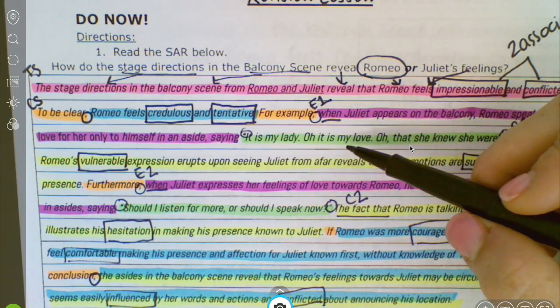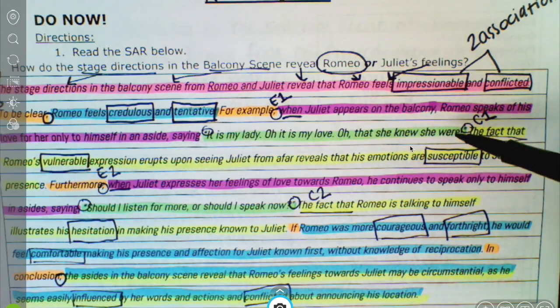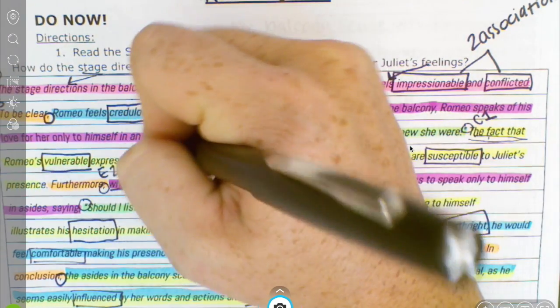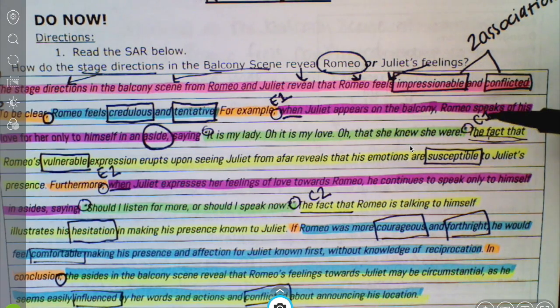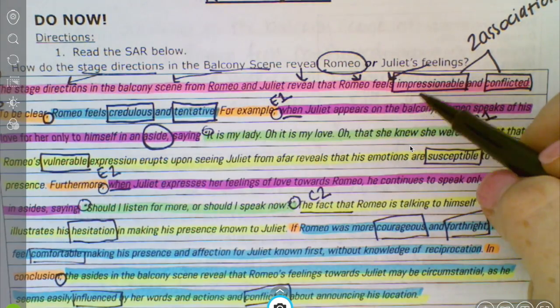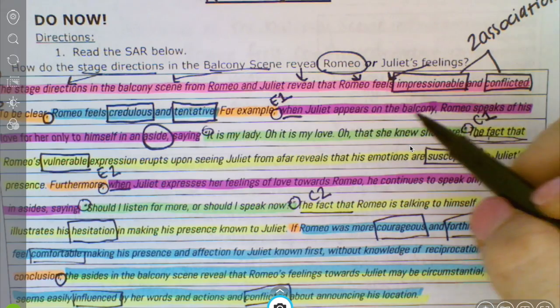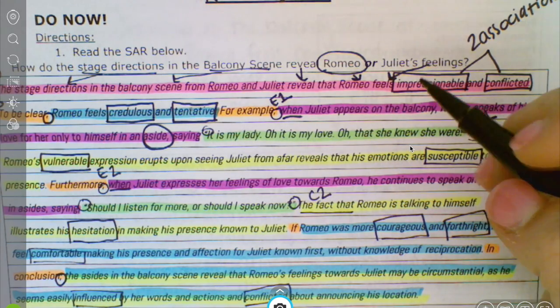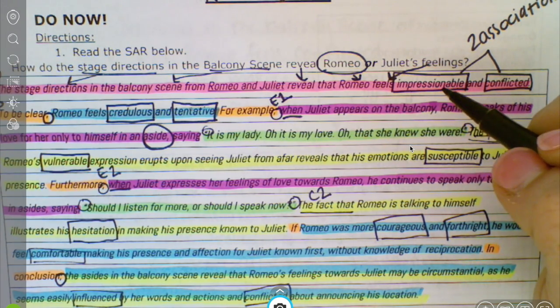The first piece of text evidence says, "It is my lady, oh, it is my love, oh, that she knew she were." All right, and I notice that he's saying this in aside. And in the aside, that's only to himself. Now, he is standing there, and he could easily tell Juliet that she is his love, that he loves her. But he chooses only to tell himself, which means he is waiting to hear how Juliet feels. He is impressionable or could be influenced by her feelings. So this does prove this association of impressionable.